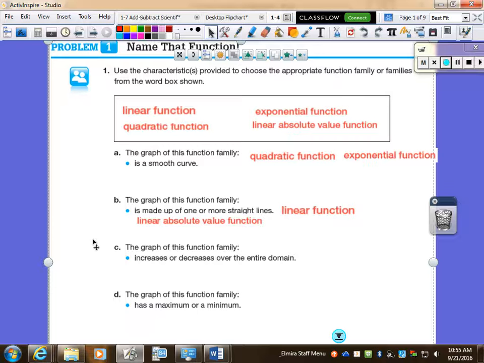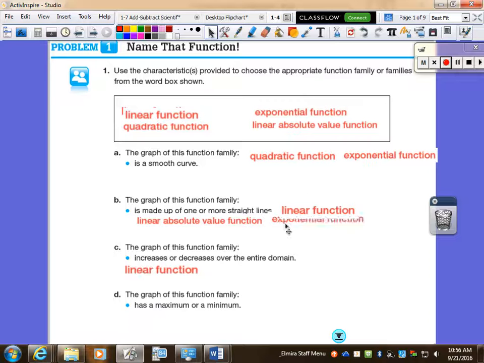The graph of this function family increases or decreases. Not both. Increases or decreases. This would be a pause point. Increases or decreases, not both. So that's going to be linear and exponential.